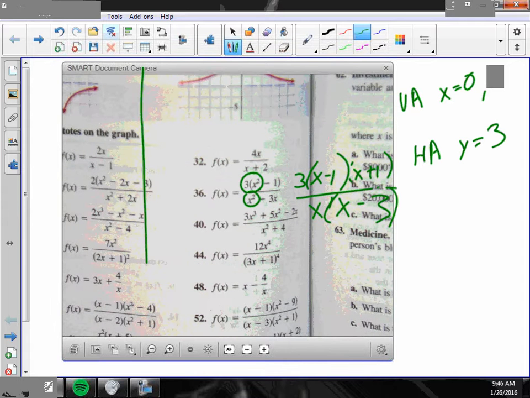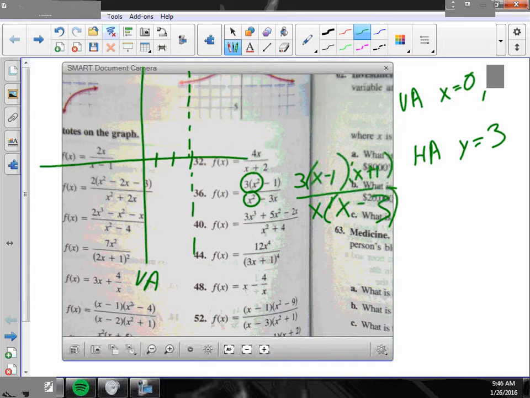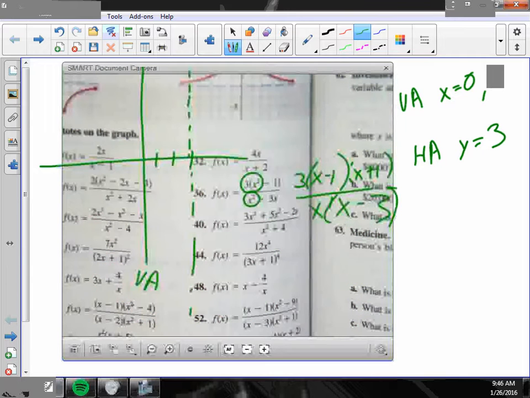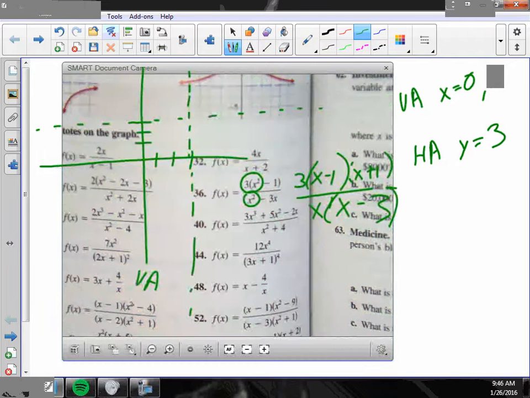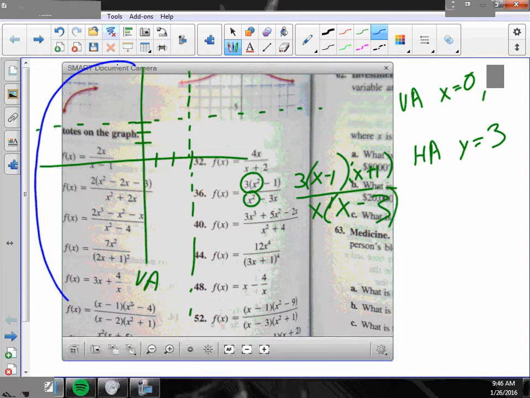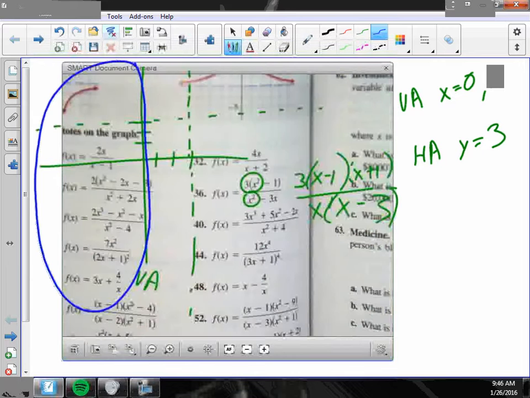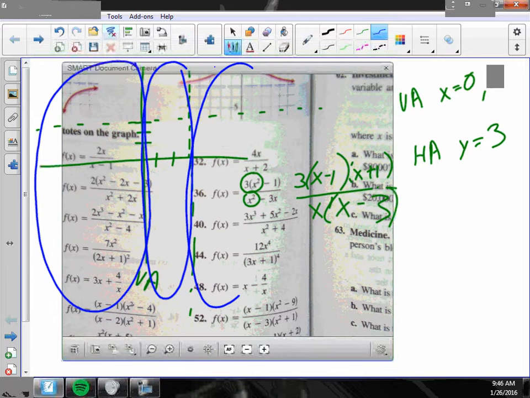So if I draw the graph, the y-axis is a VA. And we have another one at 3. And then we have an HA at y equals 3. So we kind of have 3 different sections. We have this piece, and then the center piece, and then the right side piece.